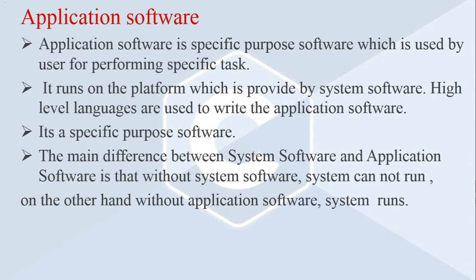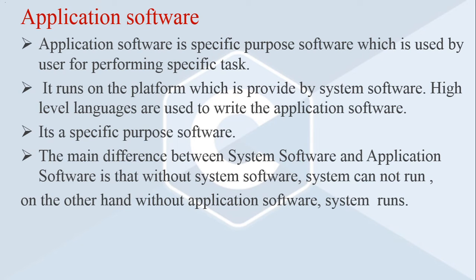So next is about the application software. We have already discussed three types of system software: operating system, interpreter and compiler. Some other system software are also available, like linkers, loaders, etc. Now we can consider application software. Application software is a specific purpose software which is used by a user for performing a specific task.